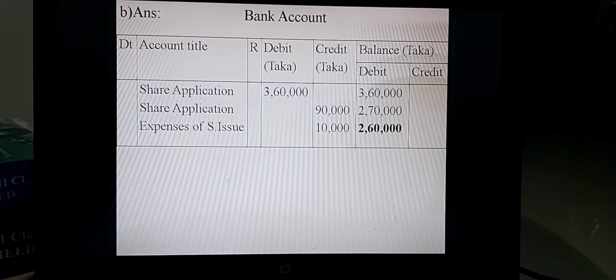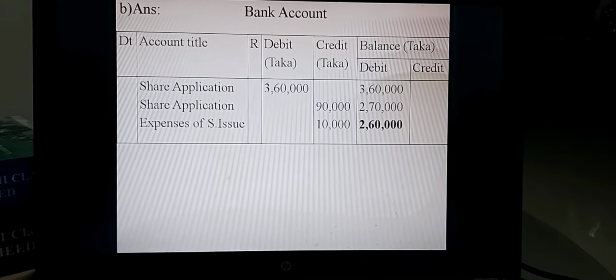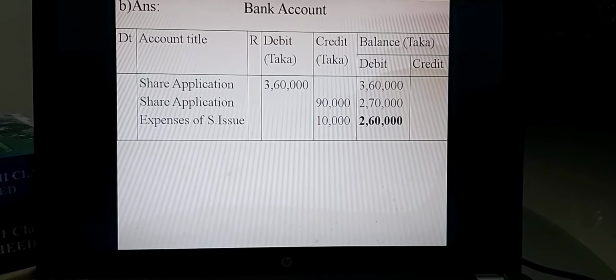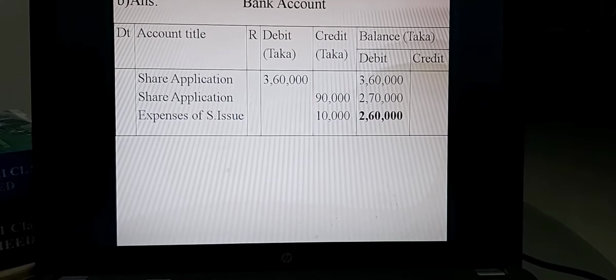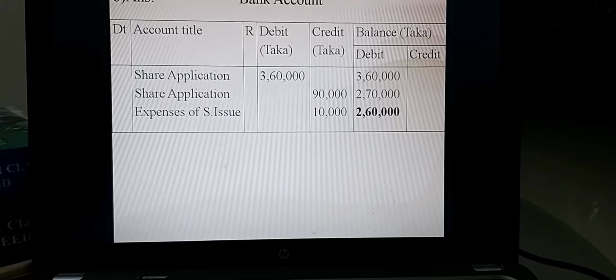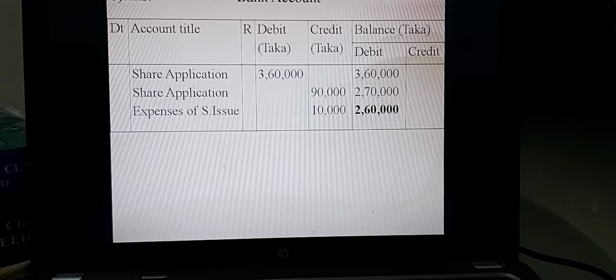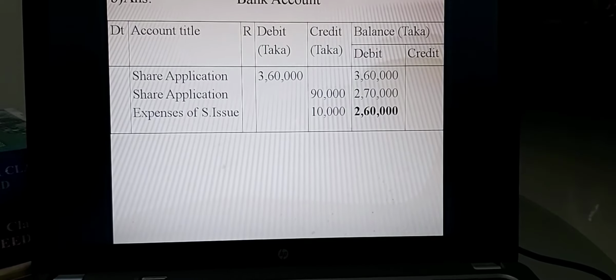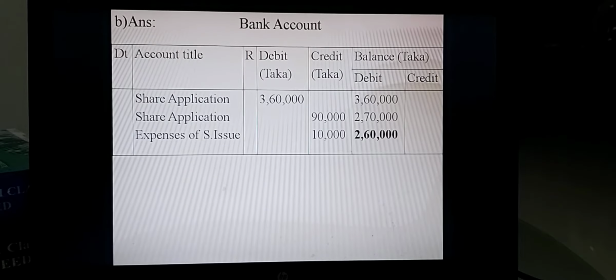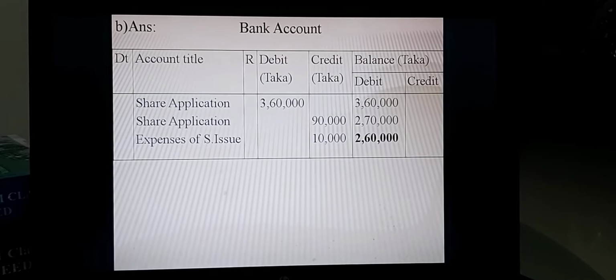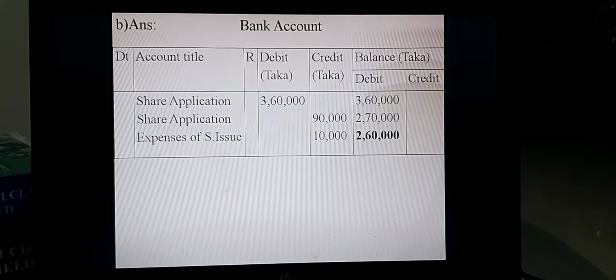So you know when a debit balance is available and a new credit posting is available, it will be deducted from the bigger amount. So 3,60,000 minus 90,000, that is the amount of taka 2,70,000 at this moment as the debit balance of bank account.